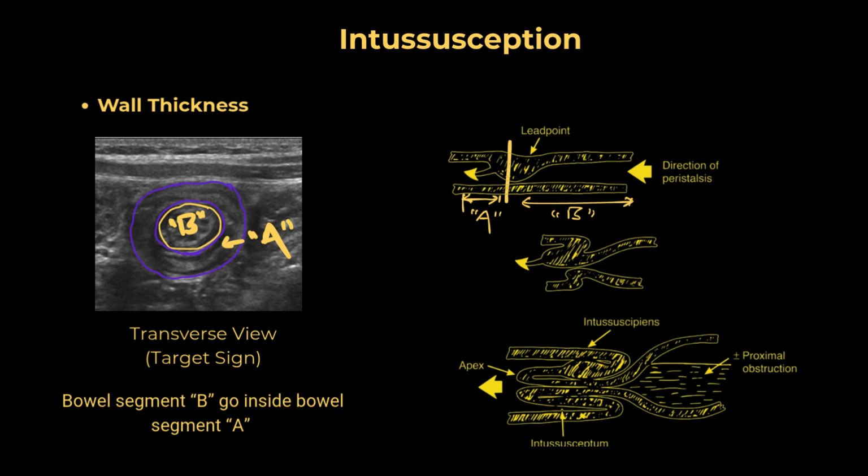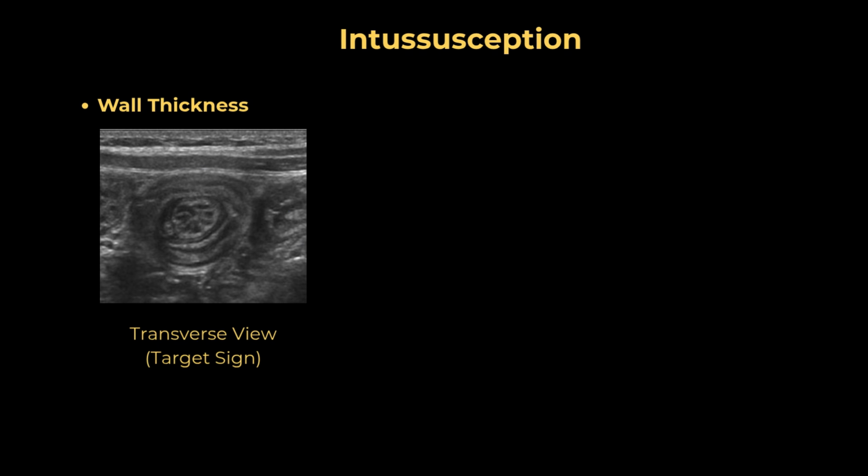There are multiple concentric rings. These rings are alternating bright and dark layers. The central bright area contains mesenteric fat and vessels. A diameter more than 2.5 centimeters usually suggests pathologic intussusception.